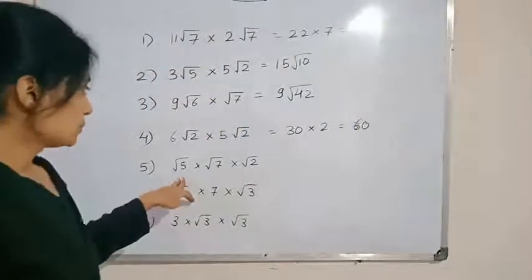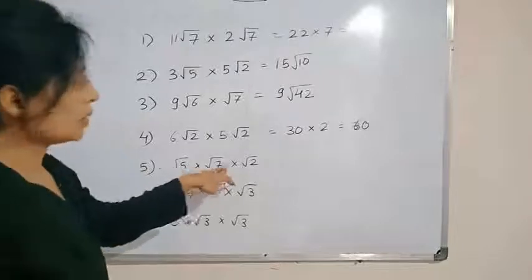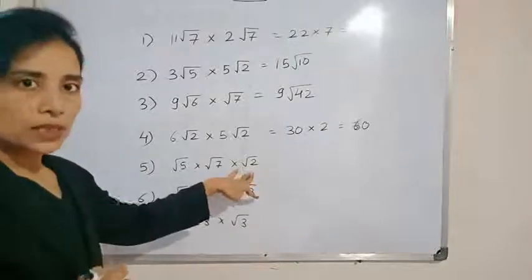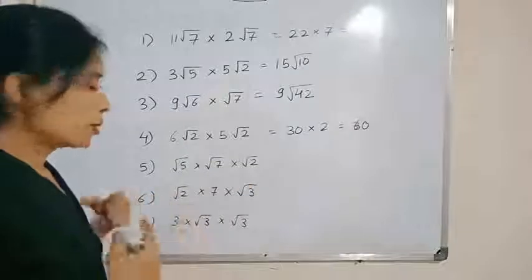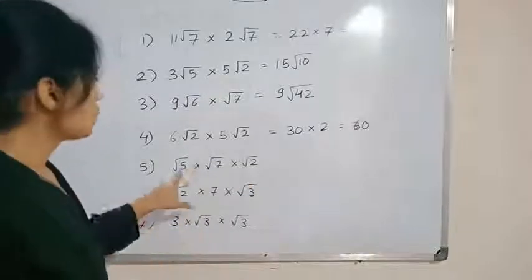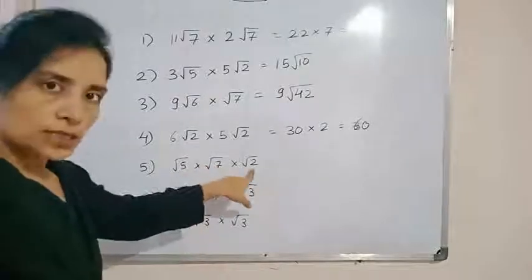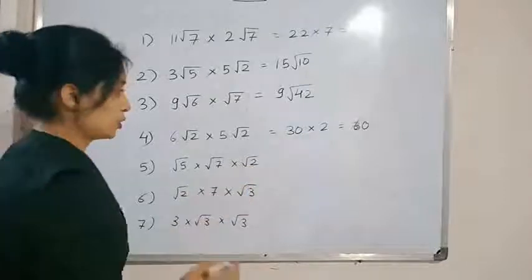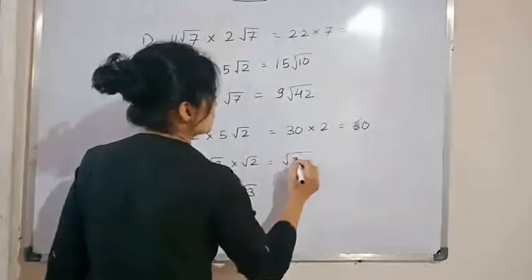This is root 5, root 7, root 2. 3 numbers, but all are in under root and all are different. Simply multiply. 5 sevens are 35, 35 twos are 70, and in under root. So under root 70.